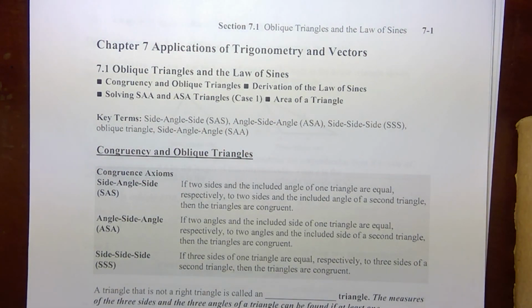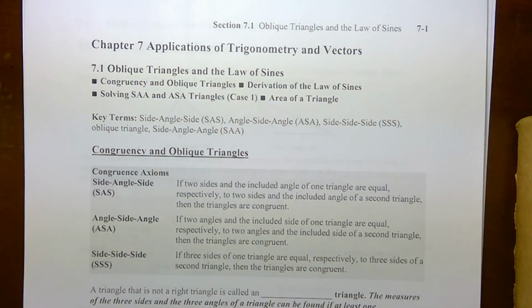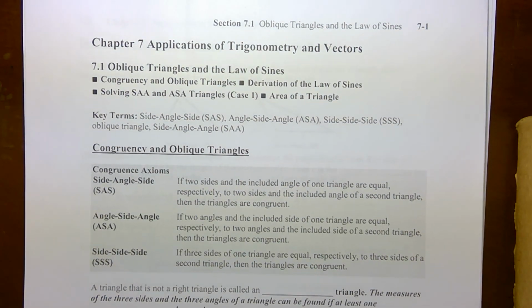Chapter 7 moves us into our fourth and final unit for our trig course, and we start talking about applying trig, and we're going to move into vectors. Vectors is something that you see a lot of in physics, not as much up to this point in math.